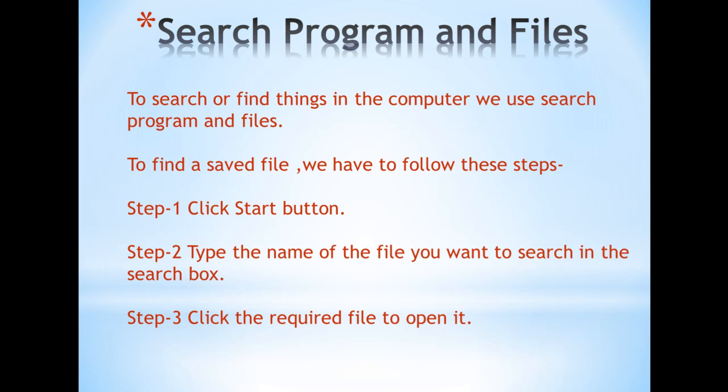For searching or to find out things in the computer, the files and folders, we use the search programs and files option. To find a saved file, we have to follow these steps. Step number 1, click the Start button. Step number 2, type the name of the file you want to search in the search box. Step number 3, click the required file to open it. In this way, we can get our file.